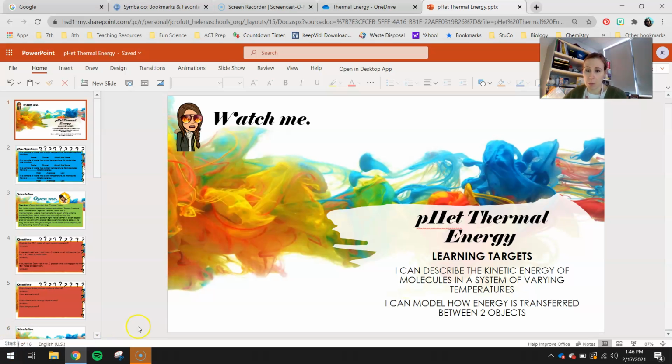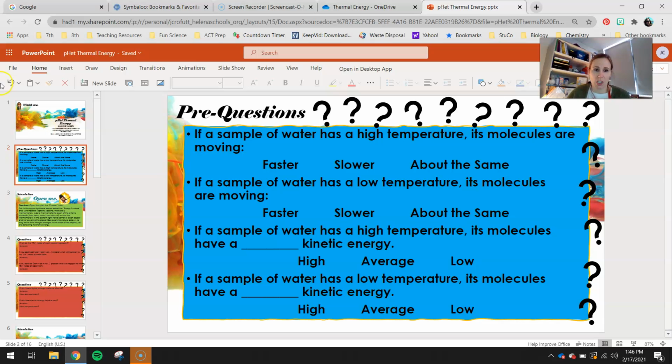Alright, so this is the PhET thermal energy, and your learning targets are: I can describe the kinetic energy of molecules in a system of varying temperatures, and I can model how energy is transferred between two objects. To start you off today, you will have questions you need to answer prior to starting this. You will just use your draw tool for this and circle what you think is the correct answer.